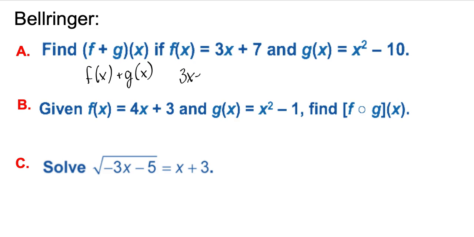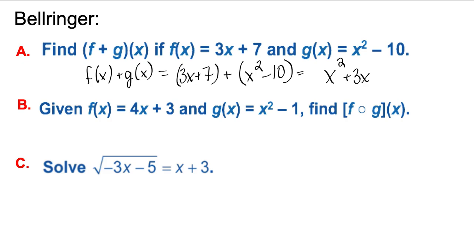So 3x plus 7, that's my f function, plus x squared minus 10, that's the g function. And we just add like terms. So there's only one x squared, so we'll write that out here. We only got the 3x, so there's nothing to add with that, so plus 3x. And then we have 7 minus 10, so that'd be a minus 3. And that is our f plus g of x.